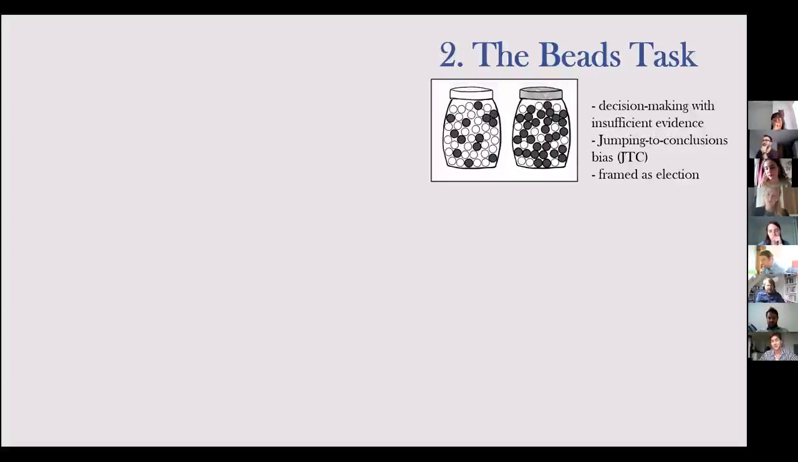In our paradigm, we framed this as an election instead of just drawing beads. So these jars were conceptualized as ballots, and people draw votes from them. And to understand this better, because I think this is quite difficult to grasp conceptually, I will guide you through the steps that participants go through in the experiment now.